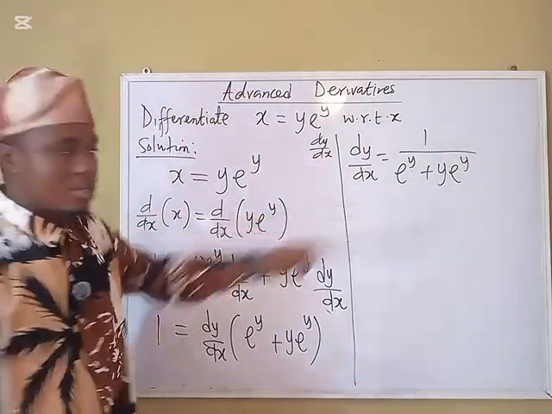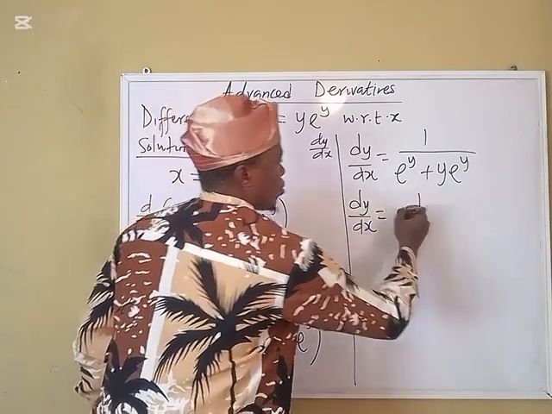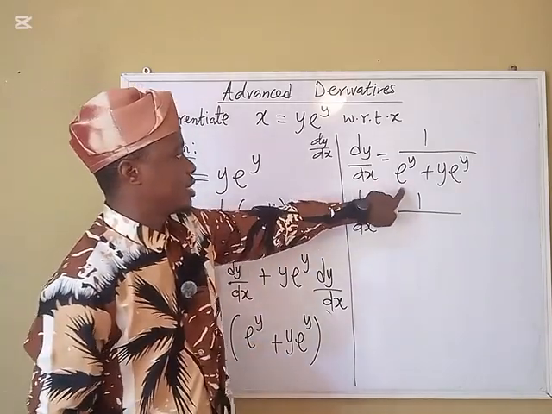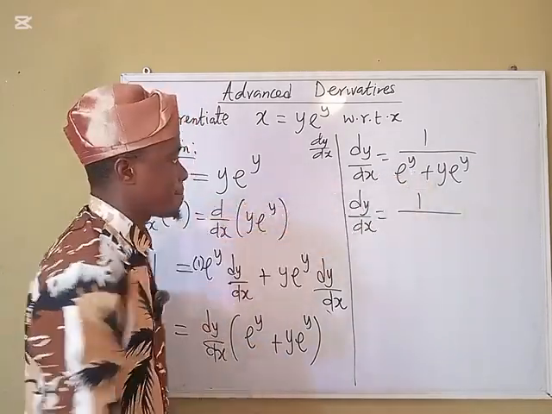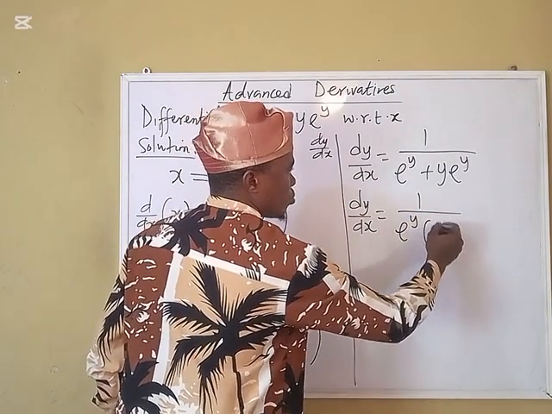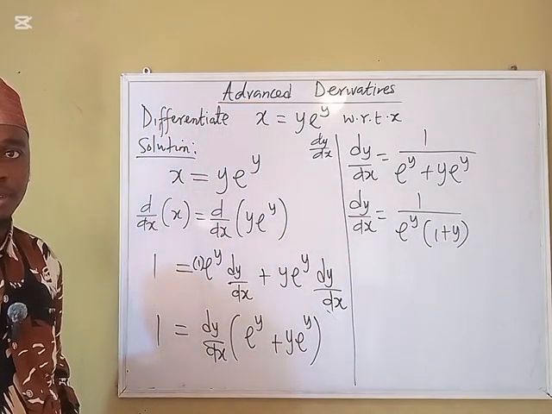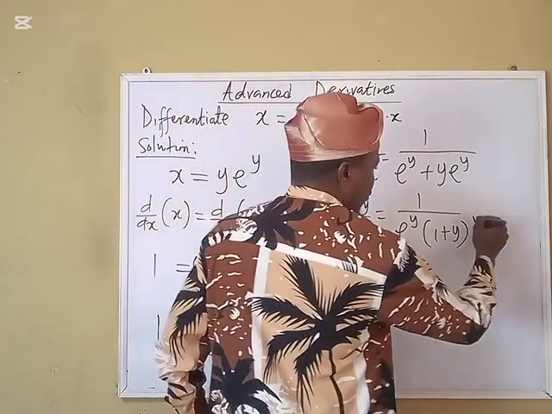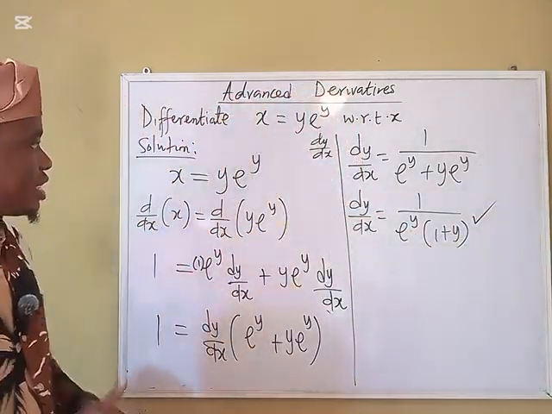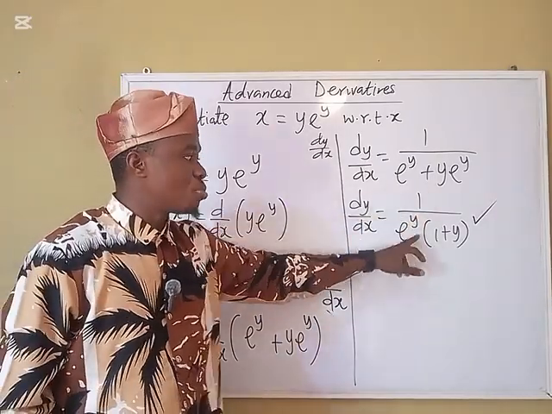Now, when you look at this, dy/dx is going to be 1 over. You can still go further, since e to the power of y is common: e to the power of y into 1 plus y. So we can write it like this, and then you leave your answer like this. So our derivative dy/dx with respect to x is 1 over e to the power of y times 1 plus y.